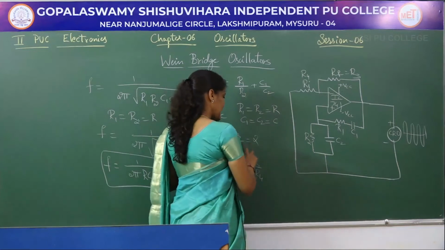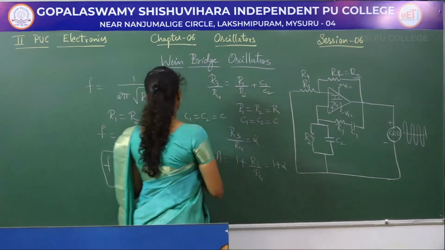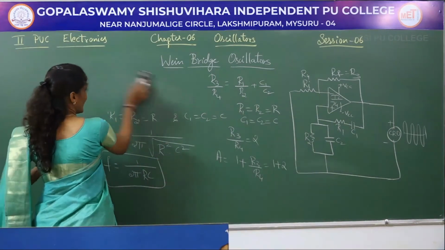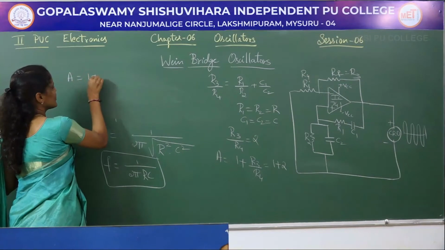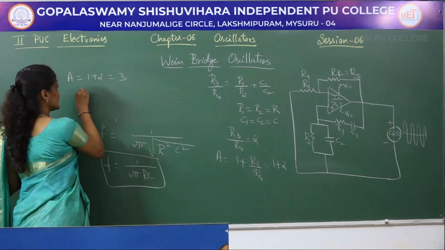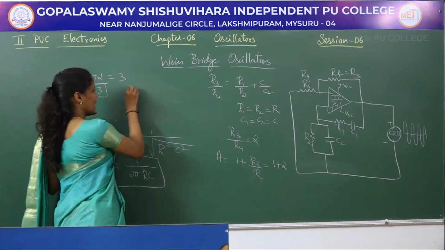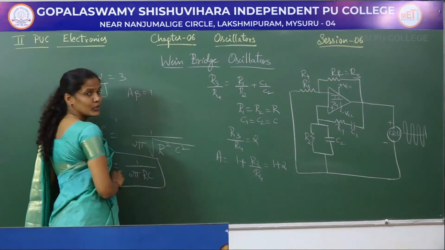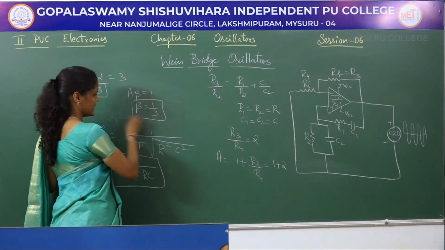But we know that R3 by R4 is equal to 2. So A will be equal to 1 plus 2, which is equal to 3. So A is equal to 3. But we know that A beta must be equal to 1. So beta is equal to 1 divided by 3.